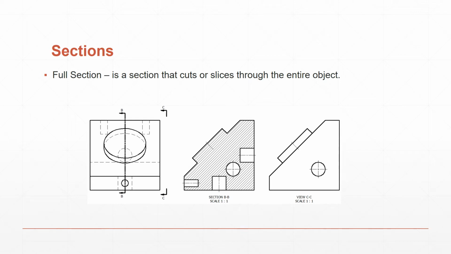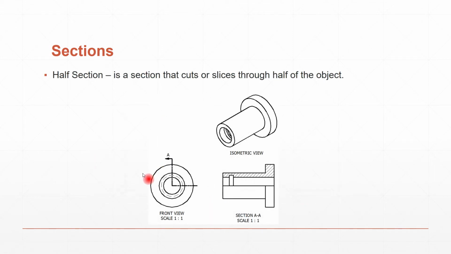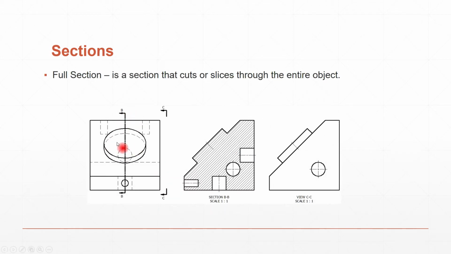All right, so starting with the full section, I know it says a full section, but you're actually cutting the object right in half. So if you're looking at this demo right here, you can see that on this model, let me go back one. On this model, we have it totally whole, and what we want to do is cut it in half, and we're showing all the internal features, so now I can dimension to this.